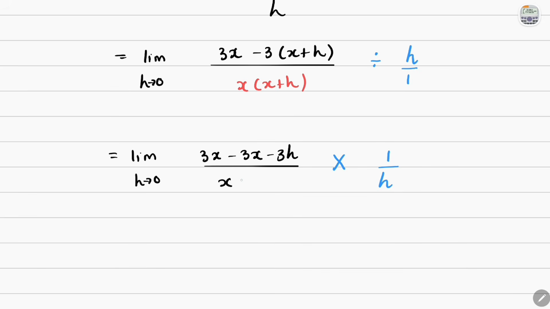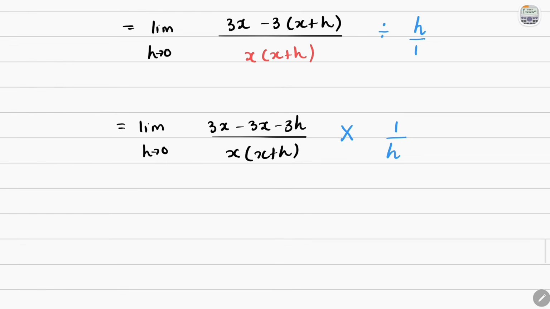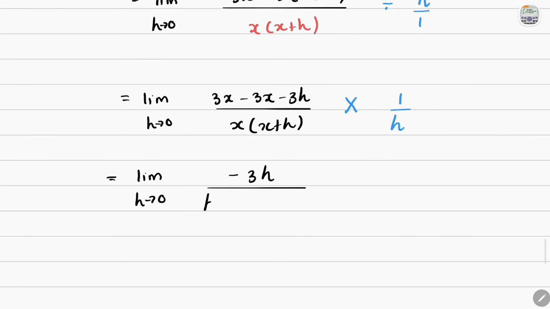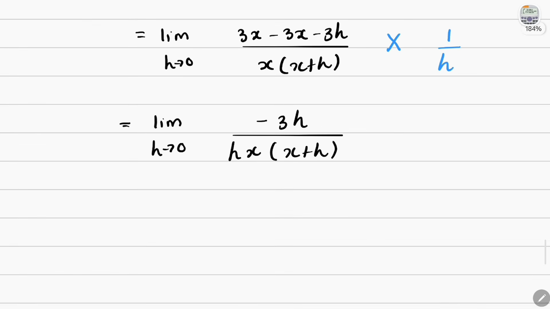So now we have here x times x plus h is equal to, and this is the limit as h approaches 0. And so the 3x and 3x cancel. So now we have negative 3h, and that h is going to cancel with this denominator. Now you see everything that is here, right? It's just negative 3h left. It multiplies with this numerator of 1. And then the denominator multiplies with this denominator of h. So we have hx, we can call it hx, multiplied by x plus h. And now our numerator of h and our denominator of h cancel.